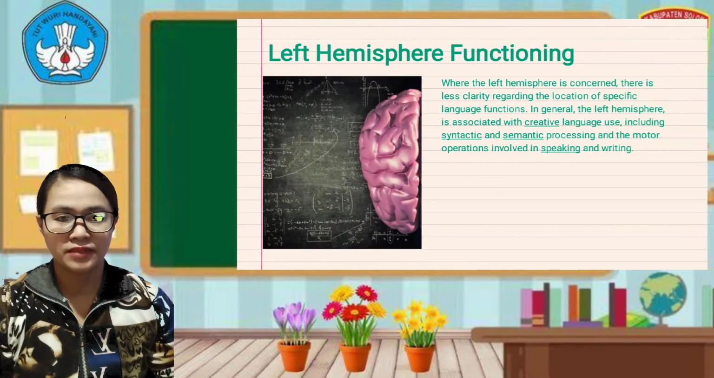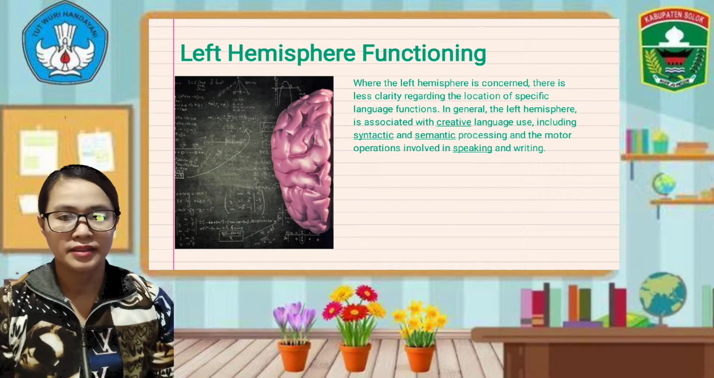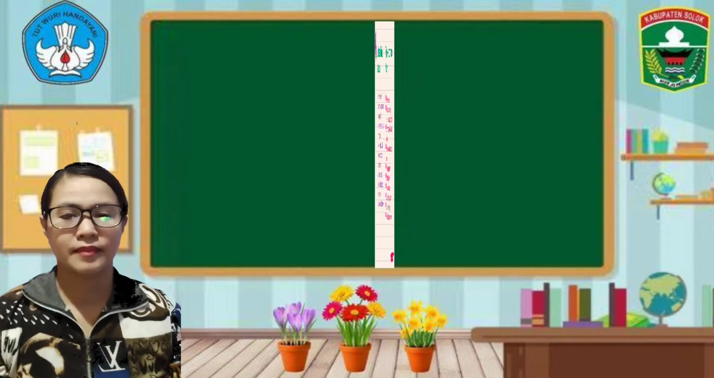Where the left hemisphere is concerned, there is less clarity regarding the location of specific language functions. In general, the left hemisphere is associated with creative language use, including syntactic and semantic processing, and the motor operations involved in speaking and writing.